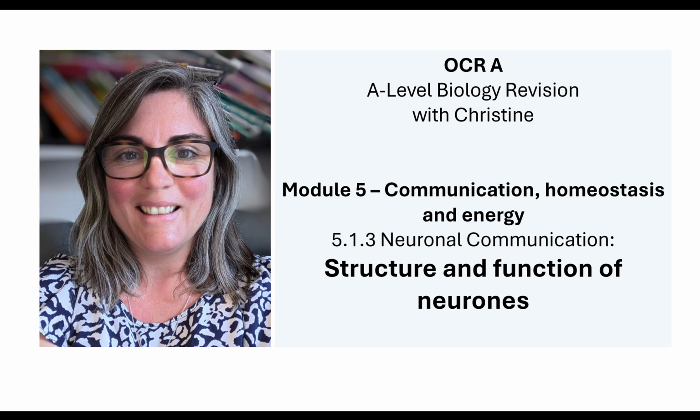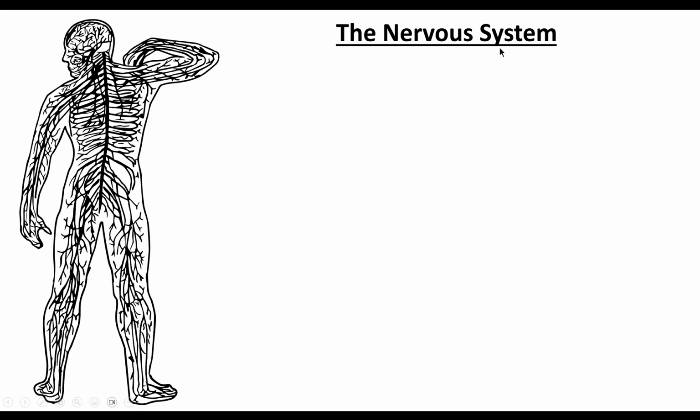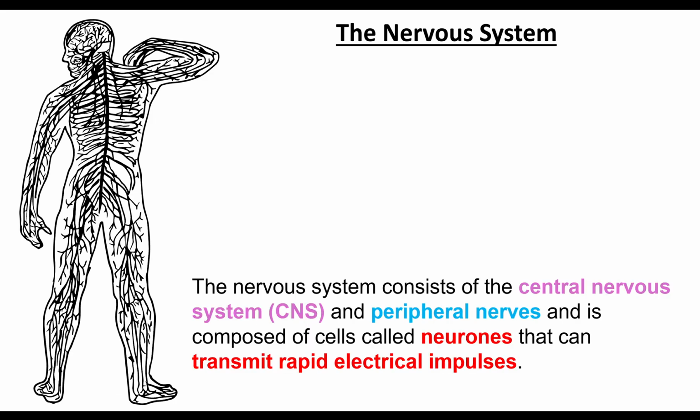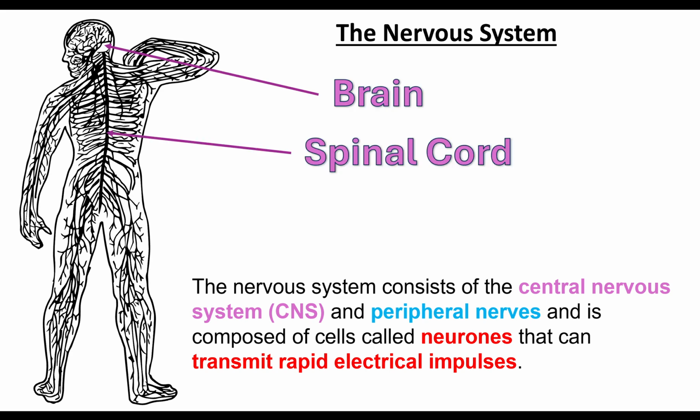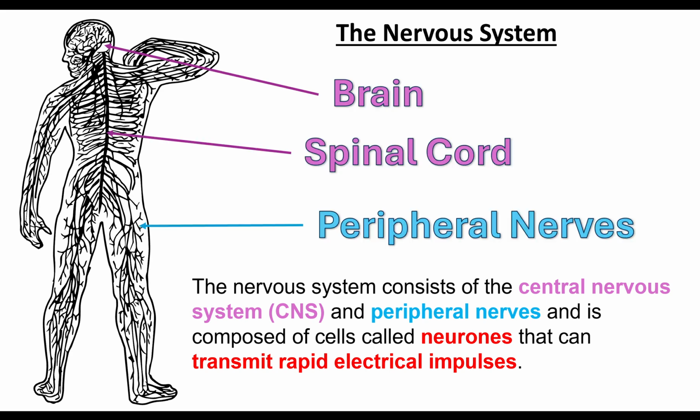So today's lesson I want to look at the structure and function of neurons. So let's just take a step back and remind ourselves about the nervous system then. So the nervous system is made up of the central nervous system, the brain and the spinal cord, and your peripheral nerves. Now, these are all composed of cells which are called neurons. We're going to look at the different neurons which are found in the central nervous system compared to the peripheral nerves. But they all do the same function. They transmit rapid electrical impulses throughout the body.